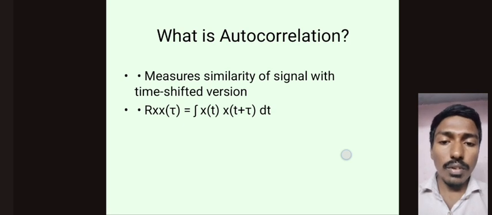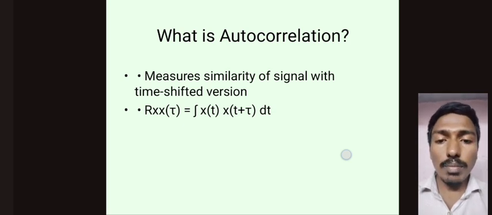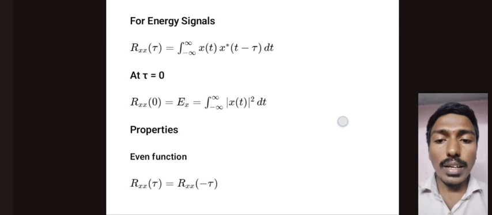The signal itself is compared or changed, that is autocorrelation, where tau is a shifting property, how much it shifts. So the mathematical representation: Rxx of tau is equal to the integration of x of t into x of t plus tau d tau. For energy signals, Rxx of tau is equal to the integral from minus infinity to infinity of x of t times the conjugate of x of t minus tau dt.